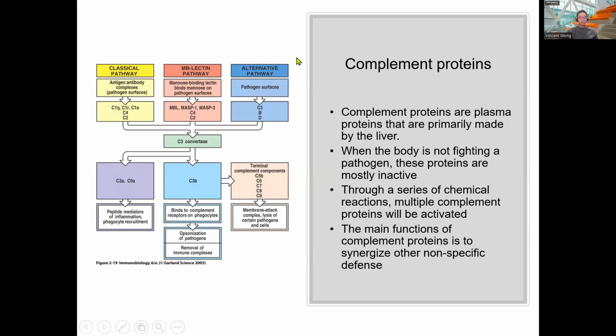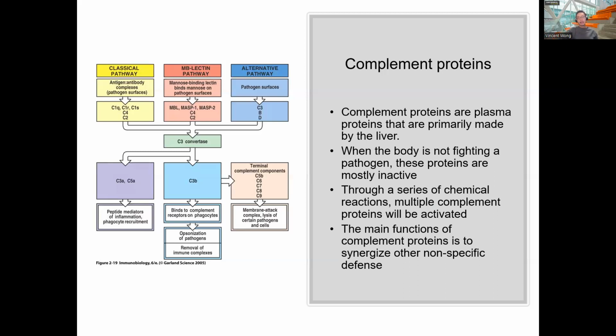They are named with the letter C and some numbers in it, right? So C1, C4, C2, C3b, so on and so forth. We don't have to learn any of those names. But what is important in this picture is that it shows that the complement proteins, when we are not fighting any infections, are actually switched off. They're circulating in your system and they're not really doing anything. They're just there. And then when you do have an infection, you will trigger one of the complement proteins, and that in turn triggers another complement protein, and then another one. So it creates a series of chemical reactions with one activating the other.